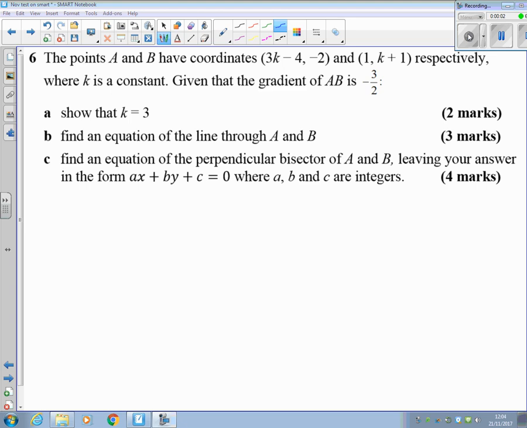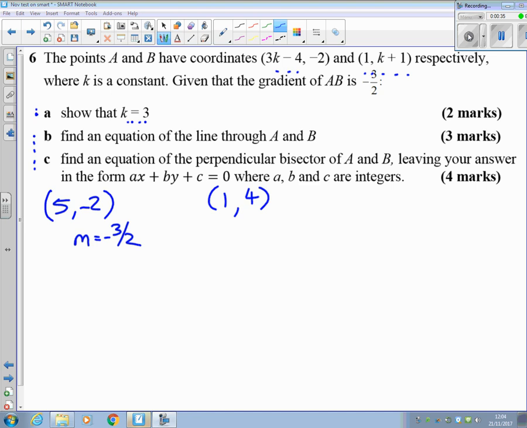Question 6 caused some trouble, and it was really these 2 marks here that caused the trouble. So I'm just going to ignore that one for a second, because you're told that k equals 3 in this bit here. The reason why they've done that is because they want you to do all the rest of the work. Now, if k is equal to 3, then this point that you've got here is 5, minus 2. And this point that we've got here is 1 and 4. And you've actually been told that the gradient is minus 3 over 2.